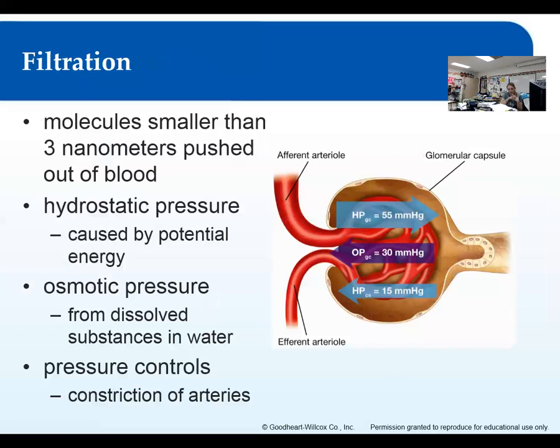So filtration moves water and solutes from the capillary to the glomerular capsule. Everything leaves. And at that point, what leaves the capillaries is called glomerular filtrate. And remember, it contains basically everything except red blood cells and white blood cells, and things that are just too big to pass through, so a lot of proteins and that kind of thing.